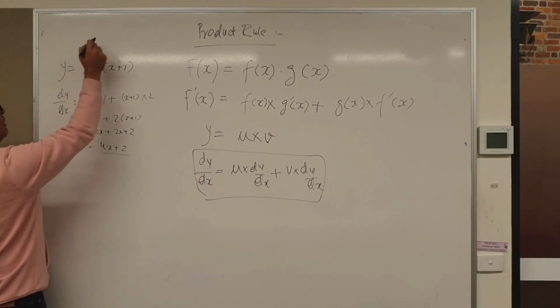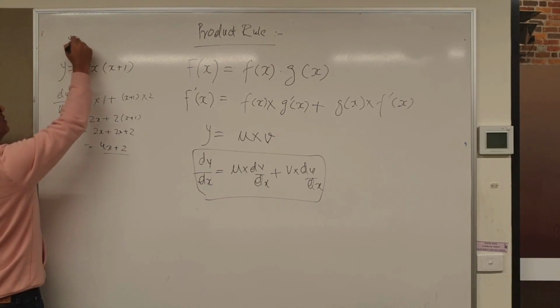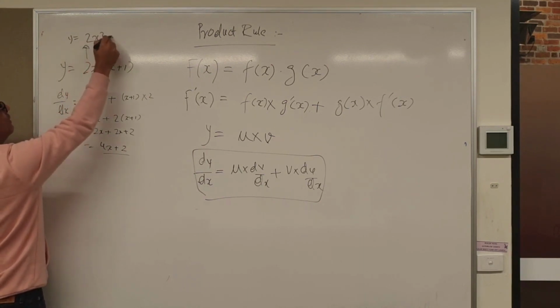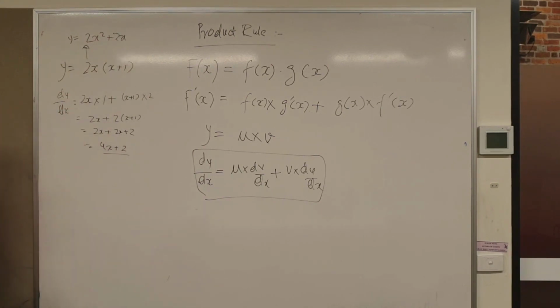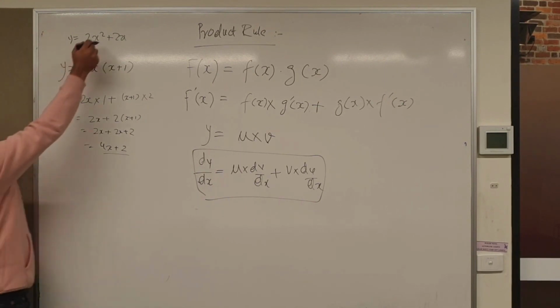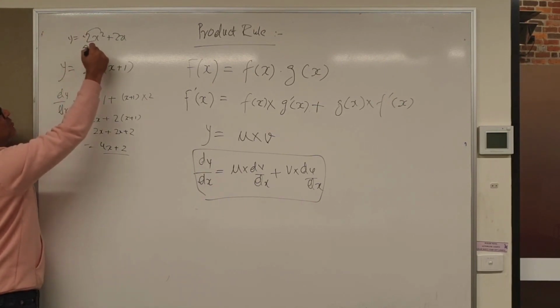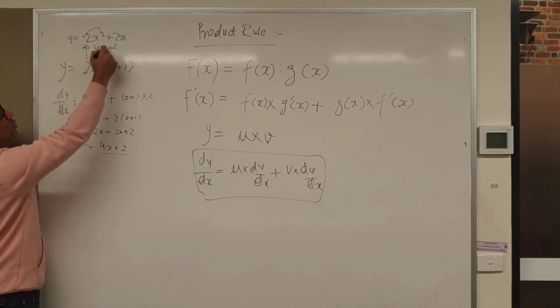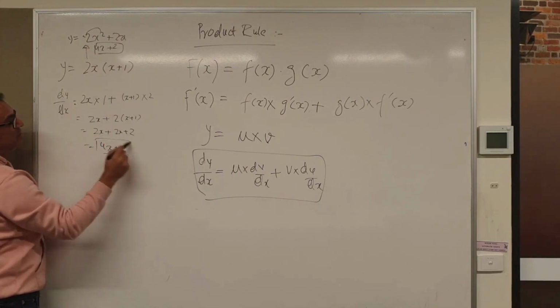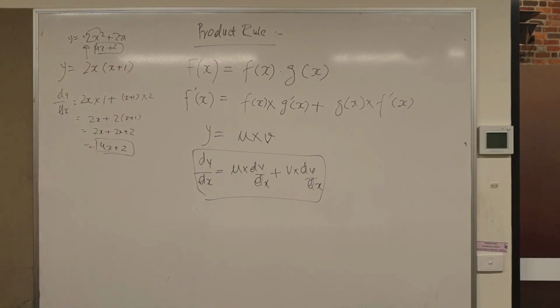If I open this up, this would have been 2x squared plus 2x. If I differentiate it individually, this would have been 4x plus 2 anyway. You see, you've got the same answer. Does that make sense? Very simple.